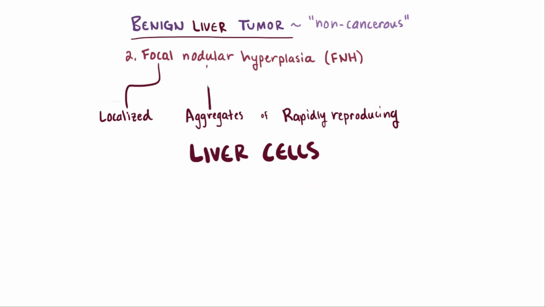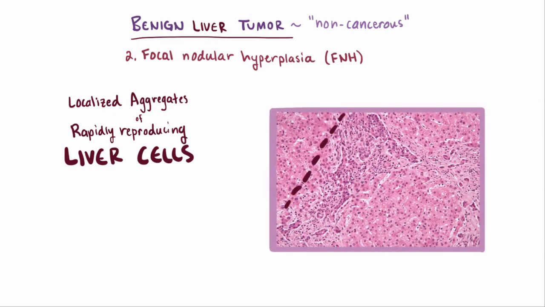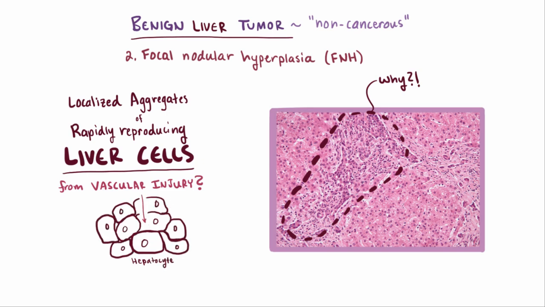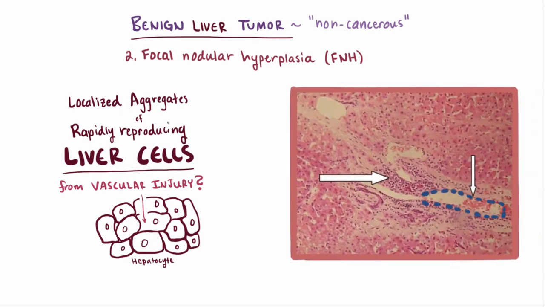Basically, this is a loosely used term to describe when nodules, or these aggregations, of seemingly benign hepatocytes are found in the liver. Ultimately, we don't really know why these form, but it's thought that they could be a response to vascular injury of some kind that leads the hepatocytes to ramp up reproduction and form these aggregates of cells. Another reason it's thought to be a result of vascular injury is that there's almost always an abnormally large blood vessel in the center, with smaller branches radiating out into the periphery.